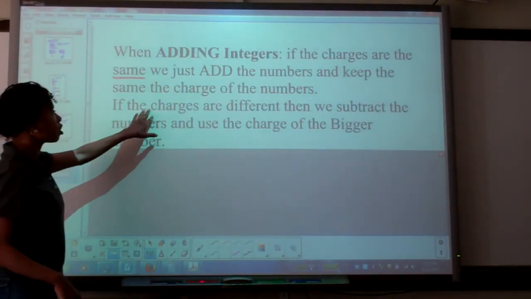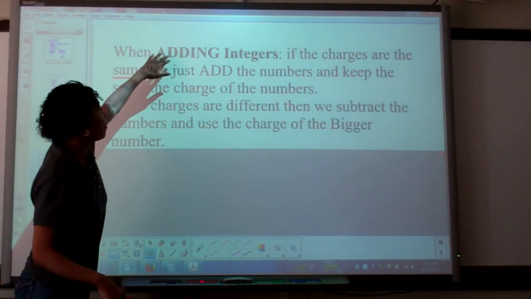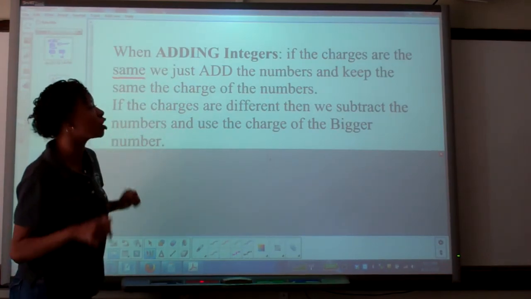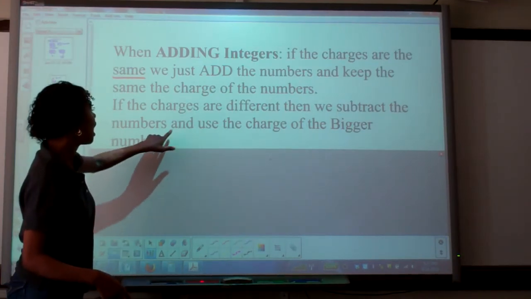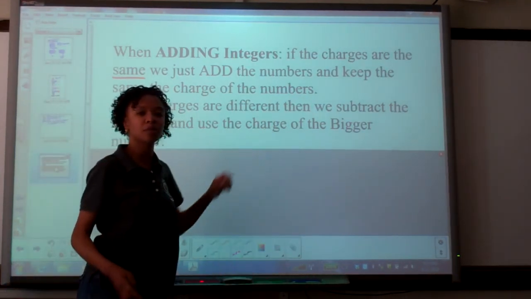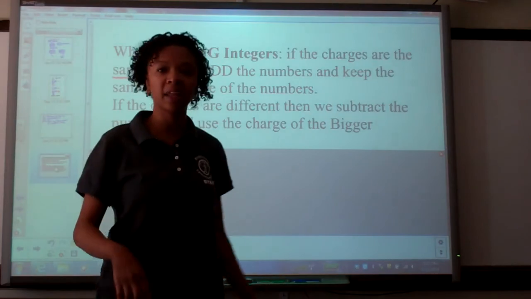That's all that's saying. When I'm adding integers, if the charges are different, all we do is subtract. 3 minus 2 gave us the 1. How do I know what the charge is going to be? It's going to be the charge of the bigger number. And that's how you add integers.